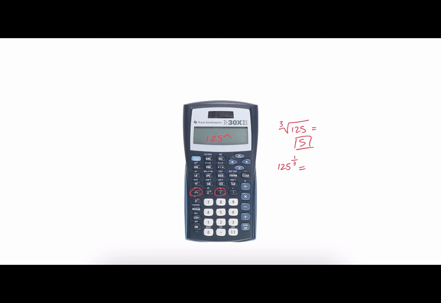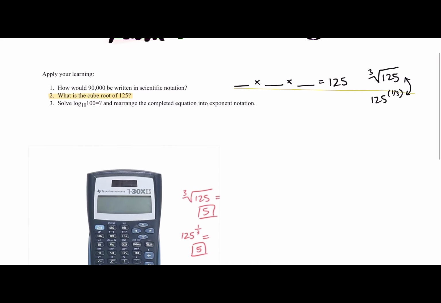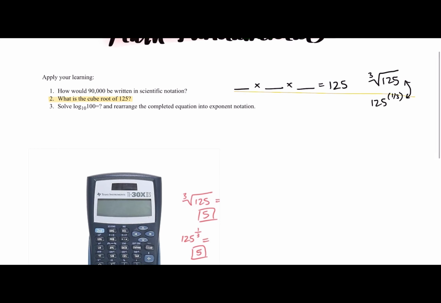Then our left parenthesis, 1 divided by 3, and then close our parentheses. We hit enter and we will find 5 yet again. So both of those are equally reasonable ways to solve the cube root of a number. And so for number 2, what is the cube root of 125? Our answer is 5.